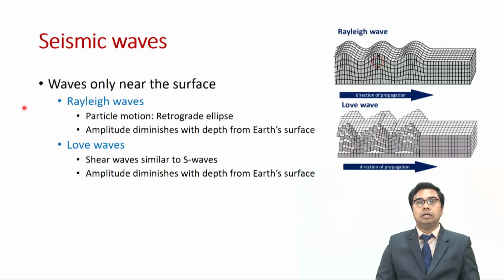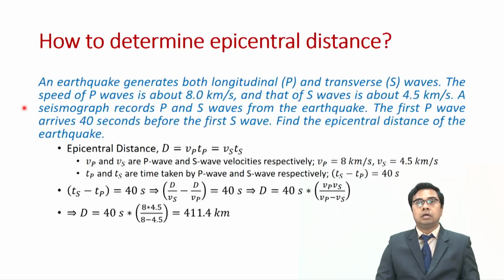Now, once we have understood seismic waves, let us try to understand how we utilize the identification of waves to understand the location of the epicenter of an earthquake. So, first of all, we will try to understand how we can determine epicentral distance based on the arrival of P and S waves. So, let us see this through an example.